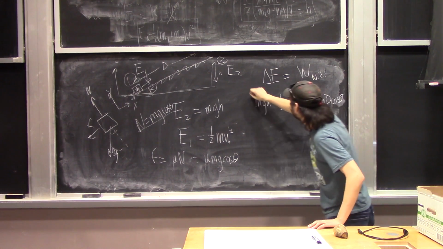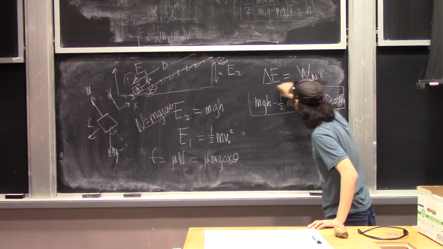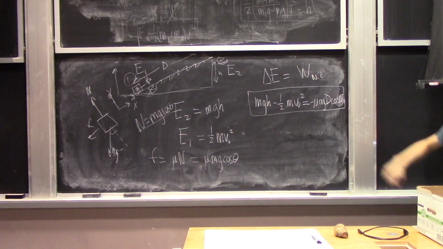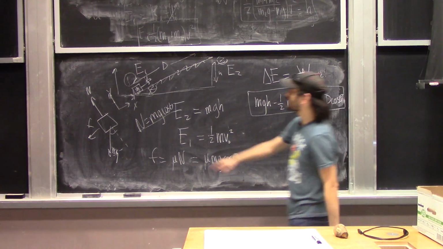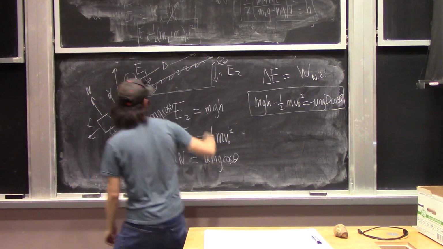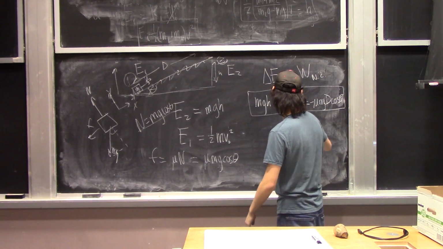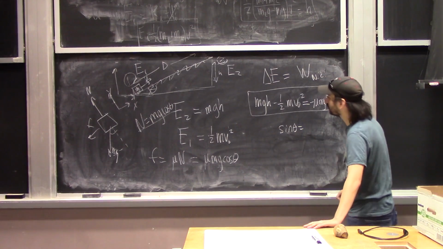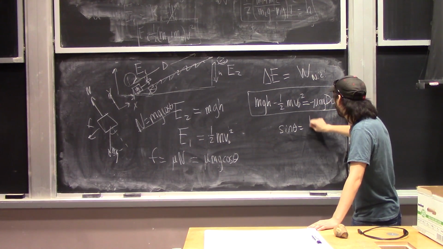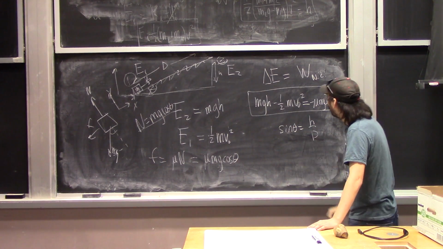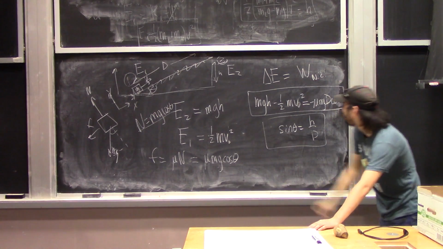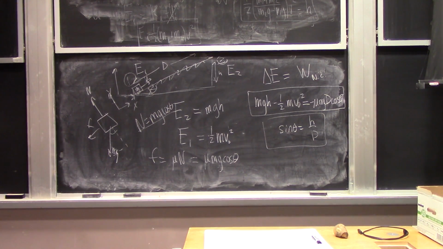And so we're almost there. We just need to relate h and d. And because we have this triangle here, we have this angle theta, the hypotenuse is d, we know that sine of theta is going to be equal to h divided by d. And with this now, we have the solution fully parameterized.